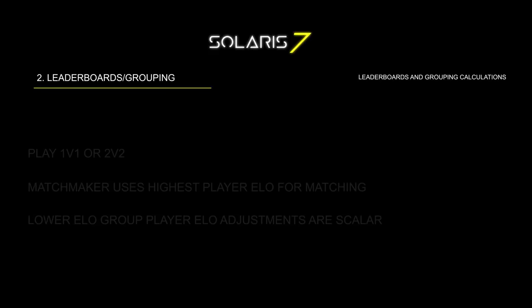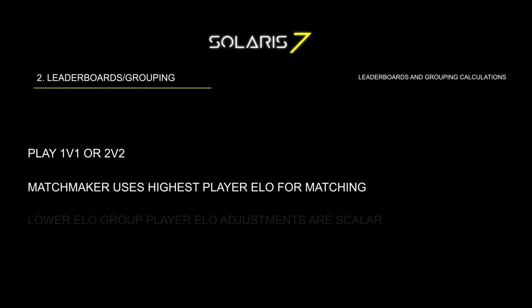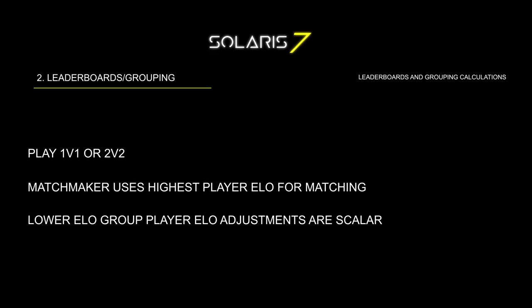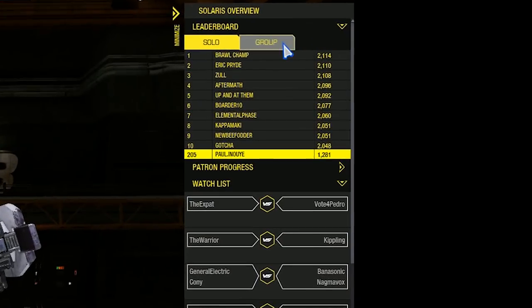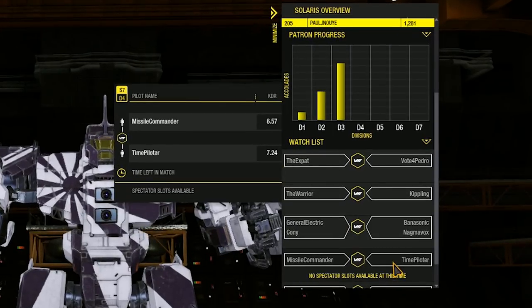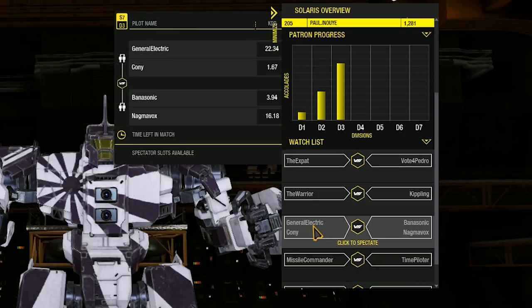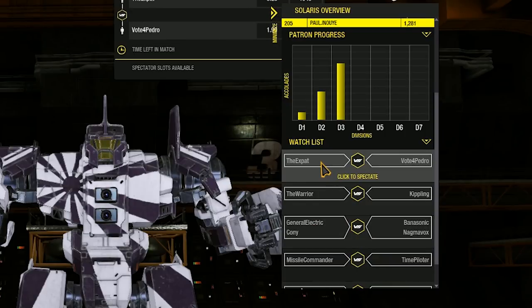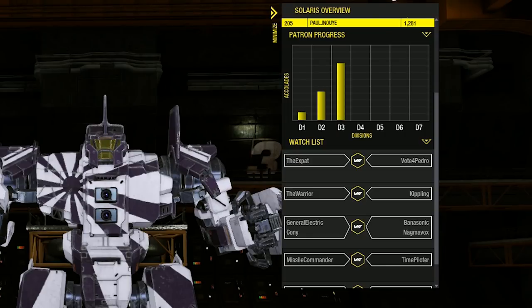MechWarriors have the ability to fight solo or to group with another MechWarrior to fight in a 2v2 scenario. MechWarrior stats are tracked separately by solo and group matches. Matchmaking is done based on the highest MechWarrior's ranking in group matches, and special calculations are performed on the lower-ranking MechWarriors. No hand-holding allowed here, folks.